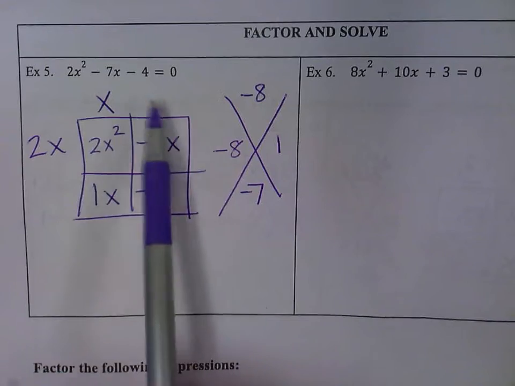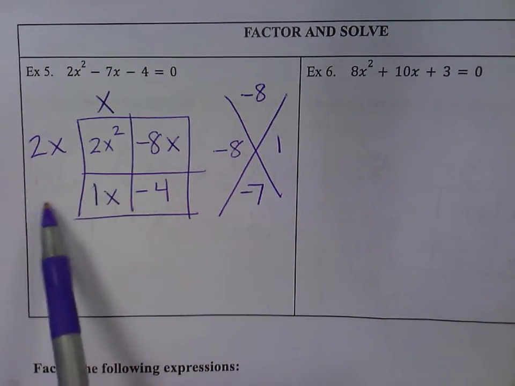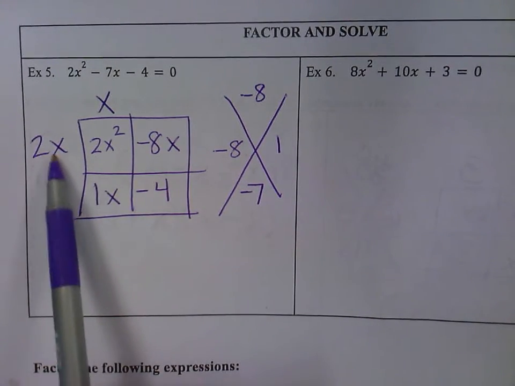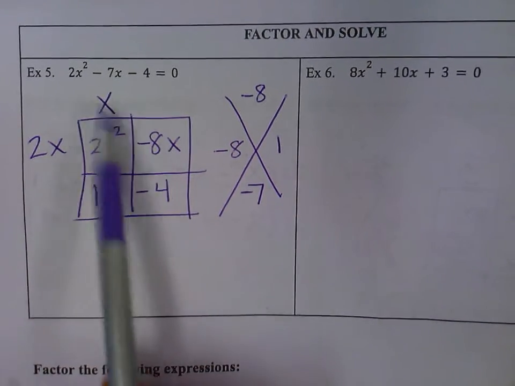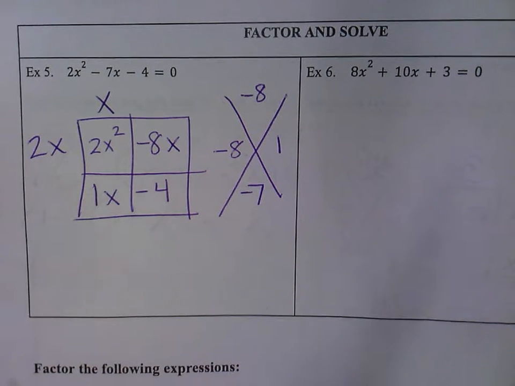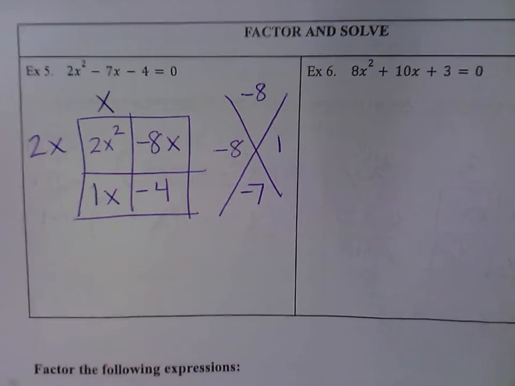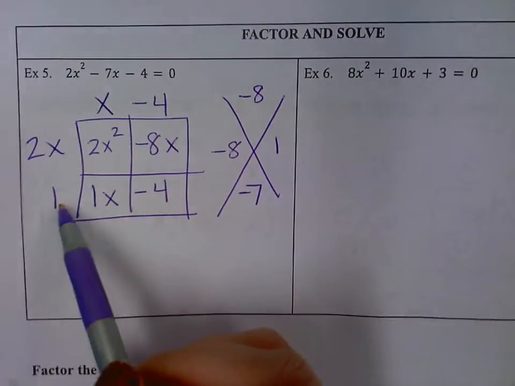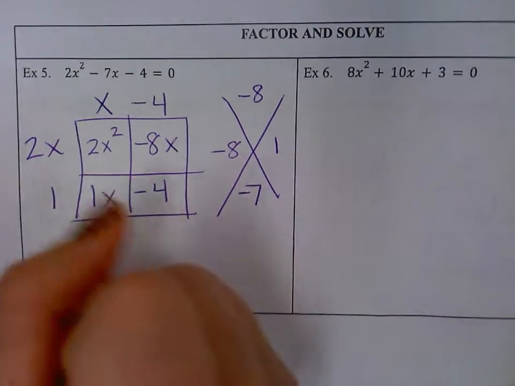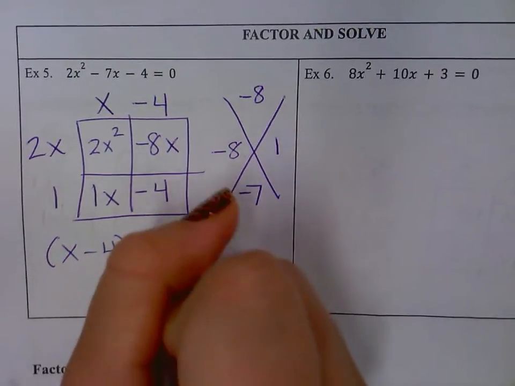See if you can fill in these other 2 positions now that you know that the 2x goes here, right? What would have to go there to multiply to get you negative 8x? What has to go over here to get positive 1x? Write them in yourself. So it should be negative 4 and positive 1 like that. x minus 4 and 2x plus 1.